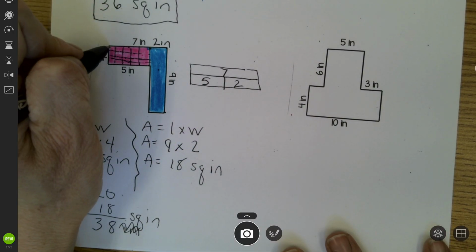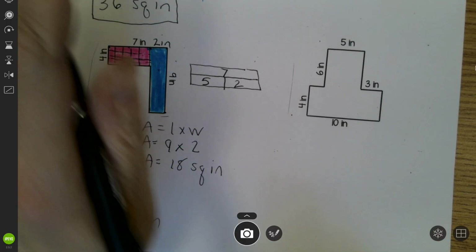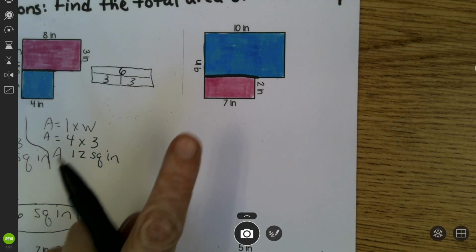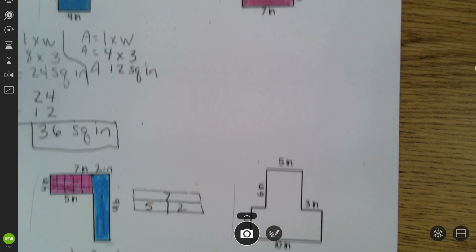When we do perimeter, we add the outside, all the lengths together. Then we just leave it as inches. But this is square inches. All right, so you are going to do this one and this one on your own. And we will go over it tomorrow.